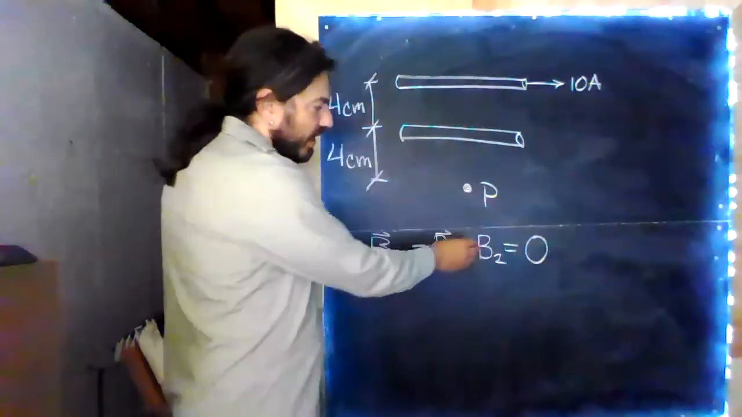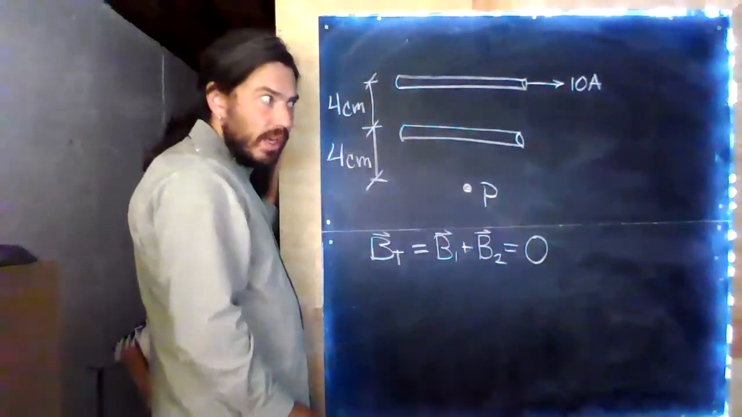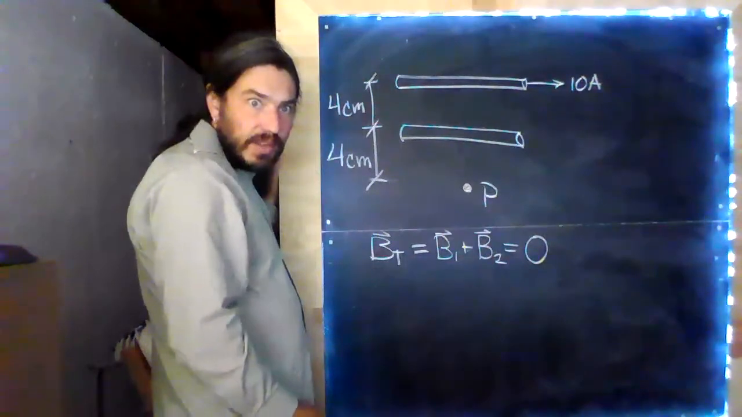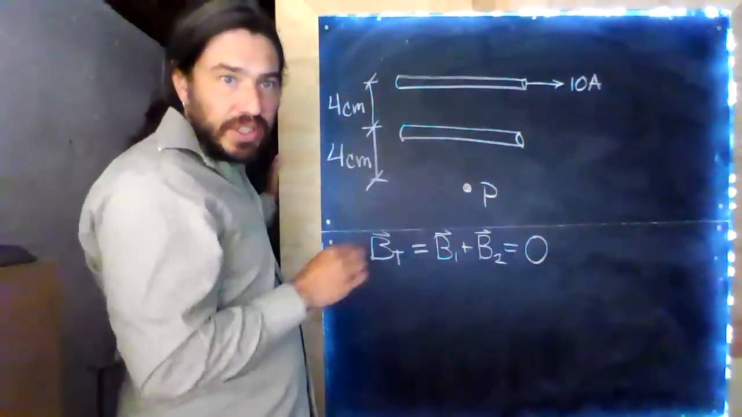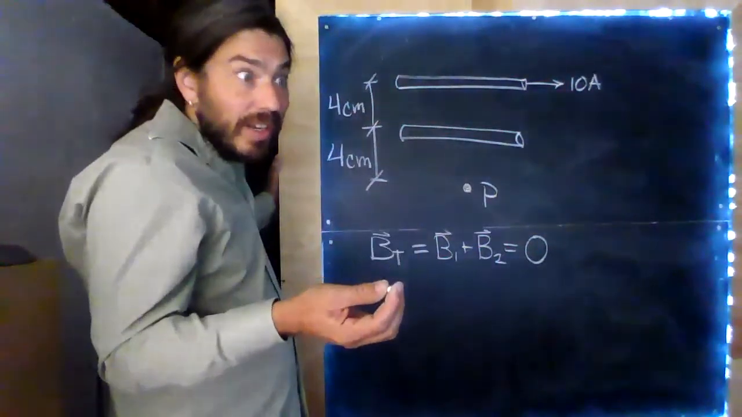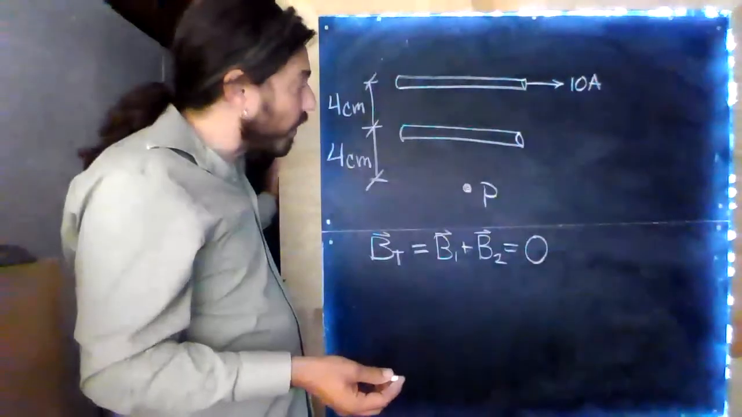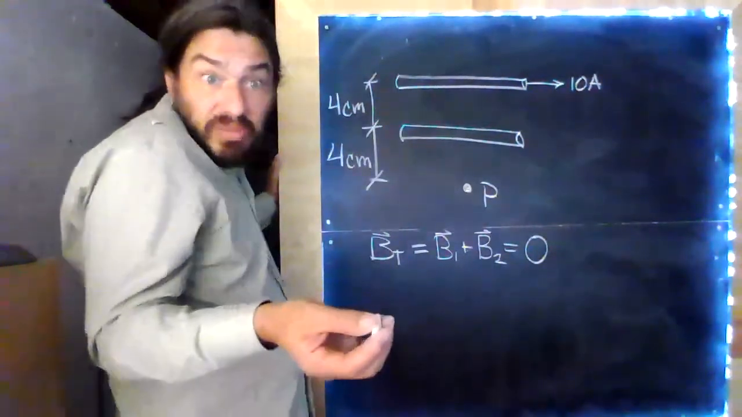well, if I'm going to add 2 things and make them equal to 0, then if they're vectors, they must be in the opposite direction. In order for 2 vectors to add to make 0, they have to be what? Equal and opposite, right? So let's figure out the direction first.